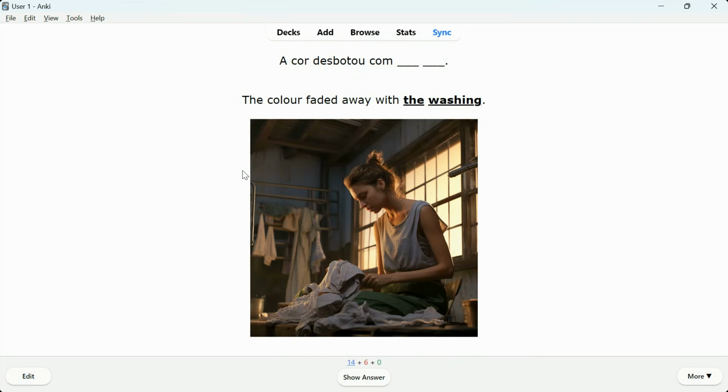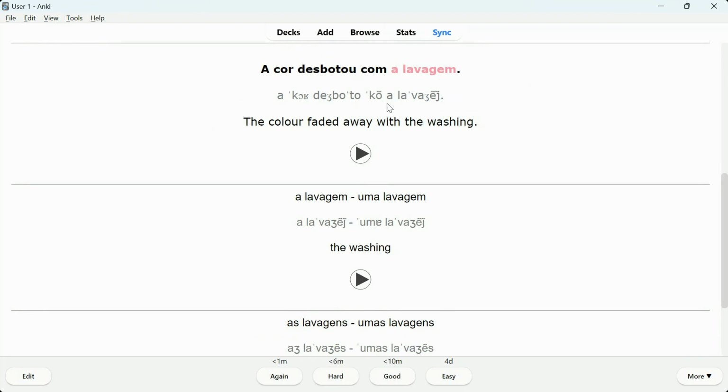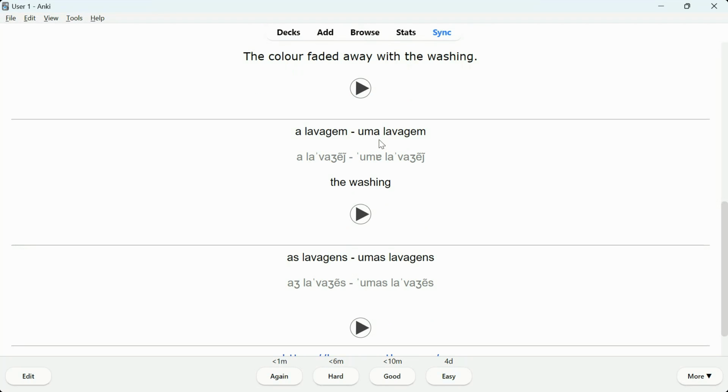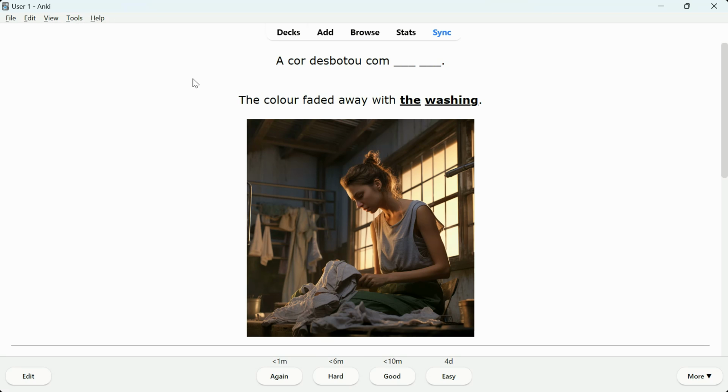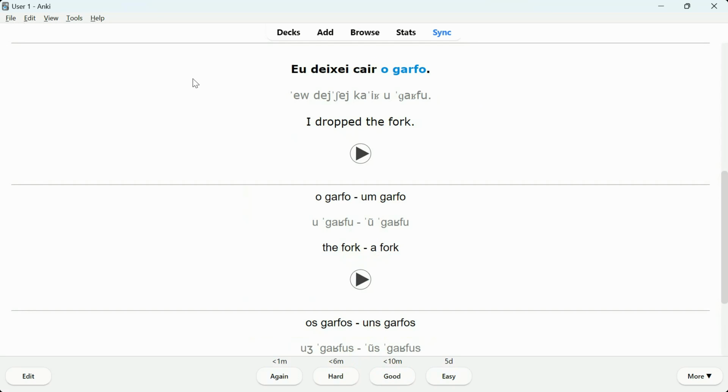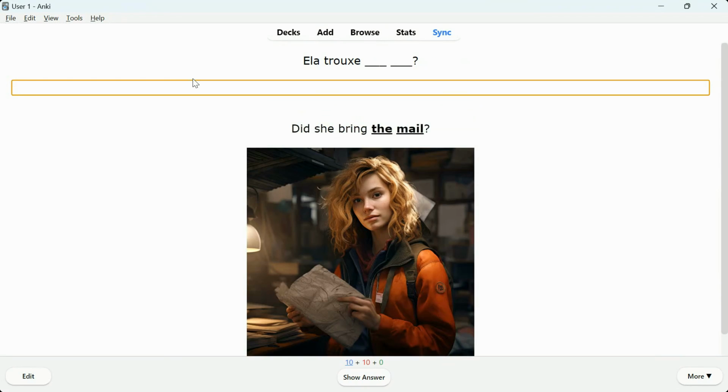Great. We can do one more. The color faded away with the washing. The washing. A cor desbotou com a lavagem. A lavagem, uma lavagem. As lavagens, umas lavagens. So that was the first card type. You see a blank area and you have to know what goes inside it. Now I'd like to show you the second card type.